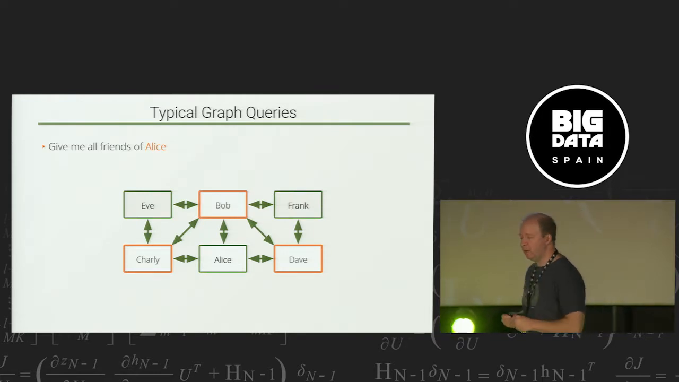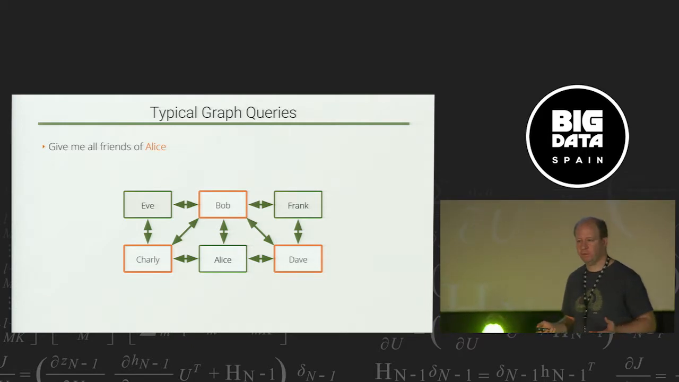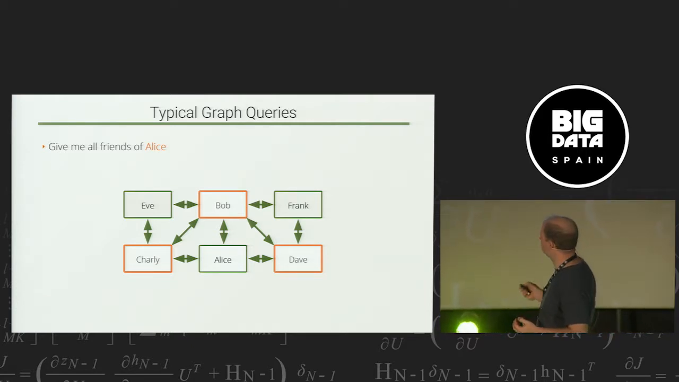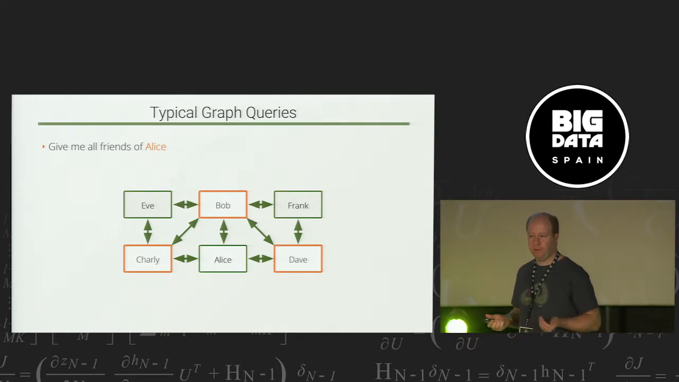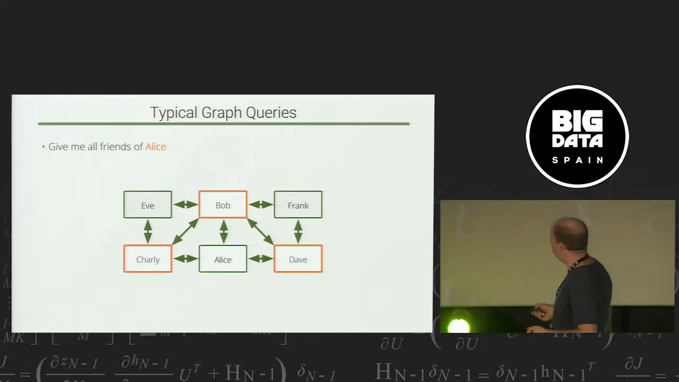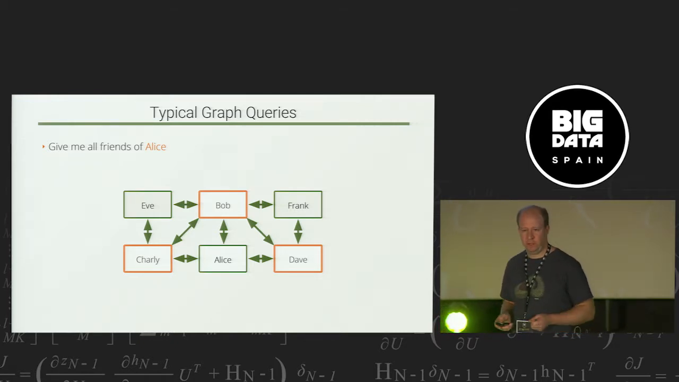Here's, for example, a graph which depicts friendship between people. So the vertices are people, and the data is just their name in this case. And the edges, there's an edge in both directions if two people are friends. So one typical query for that graph could be, give me the friends of Alice. That involves starting at a vertex and just going one step along an edge.